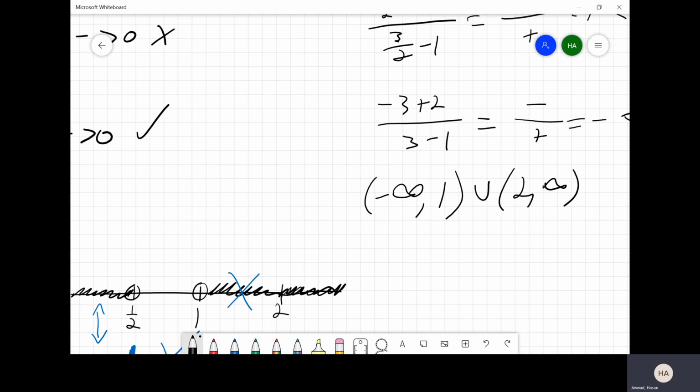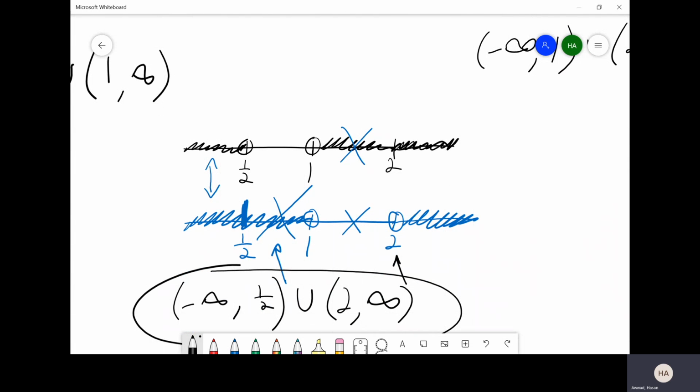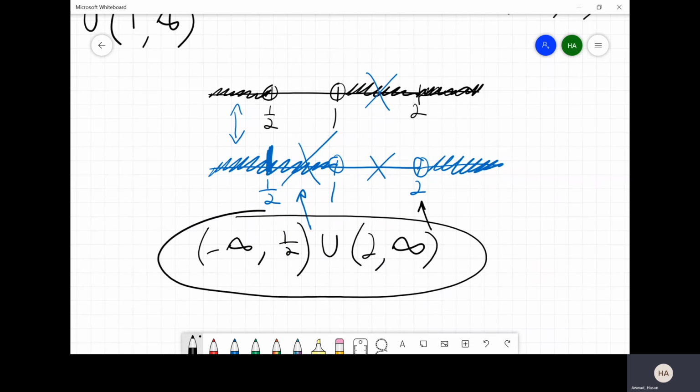So we had to see where both of them agreed, and we noticed that they only agreed from negative infinity up to a half. Then they stopped agreeing up until we hit 2, and then they started agreeing again from 2 all the way to positive infinity. So we only write down the intervals where they agreed, and this would be our final solution from negative infinity to a half, union with 2 to infinity.